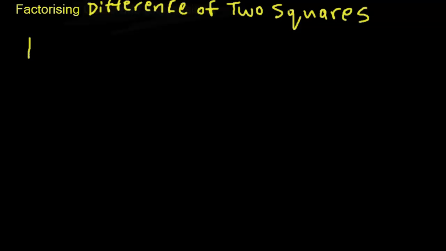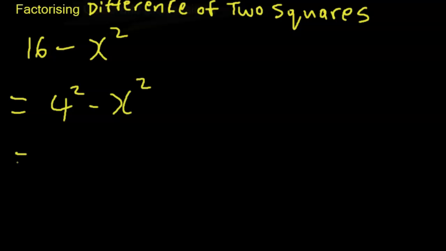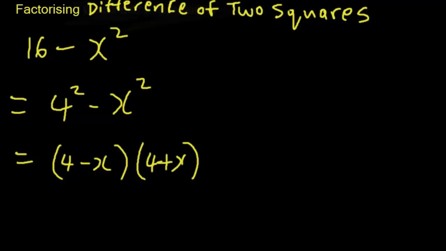Another one, 16 minus x squared. 16 can be rewritten as 4 squared. So it's 4 squared minus x squared. And therefore, what happens now? (4 minus x)(4 plus x). So by far, the easiest type of factorization. Let's look at another one.